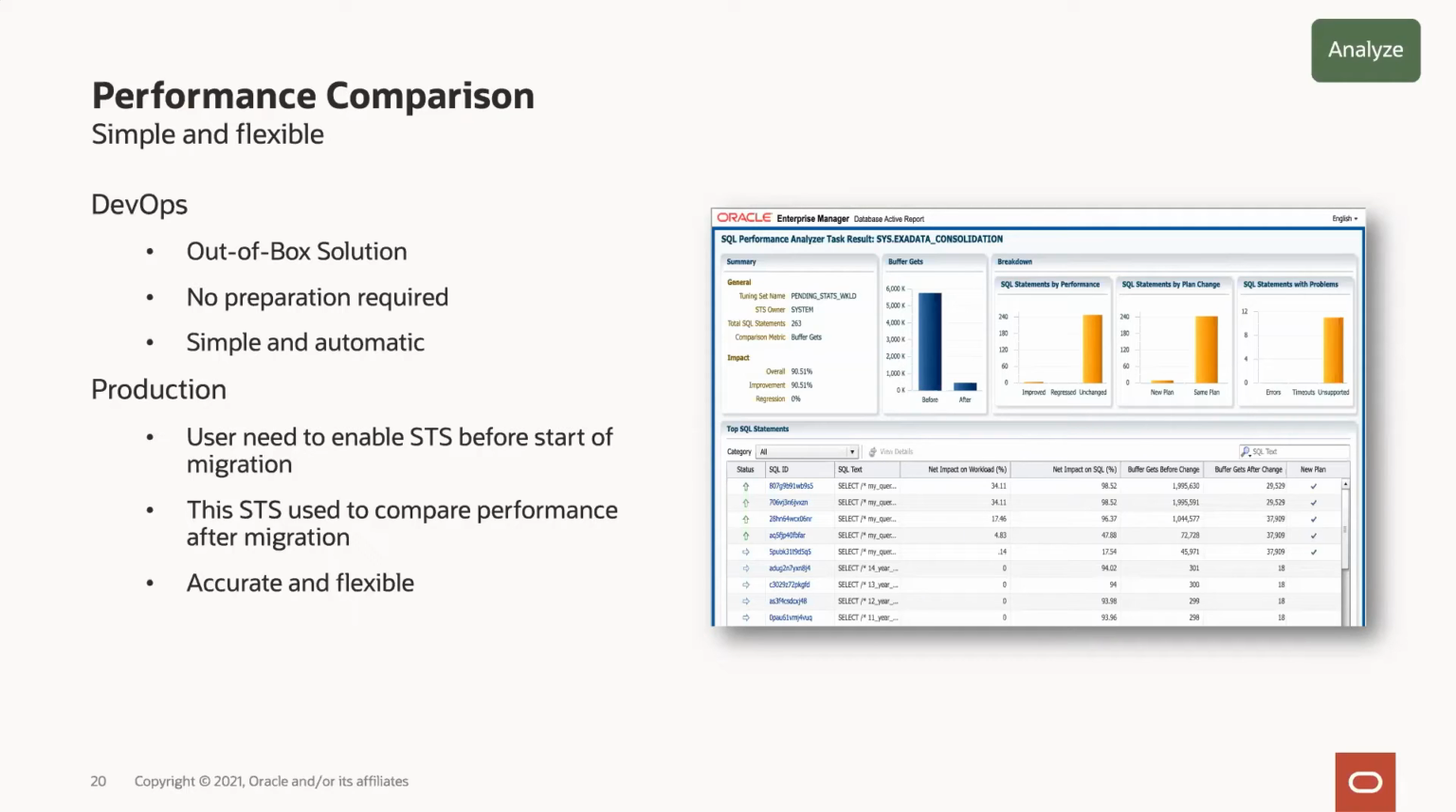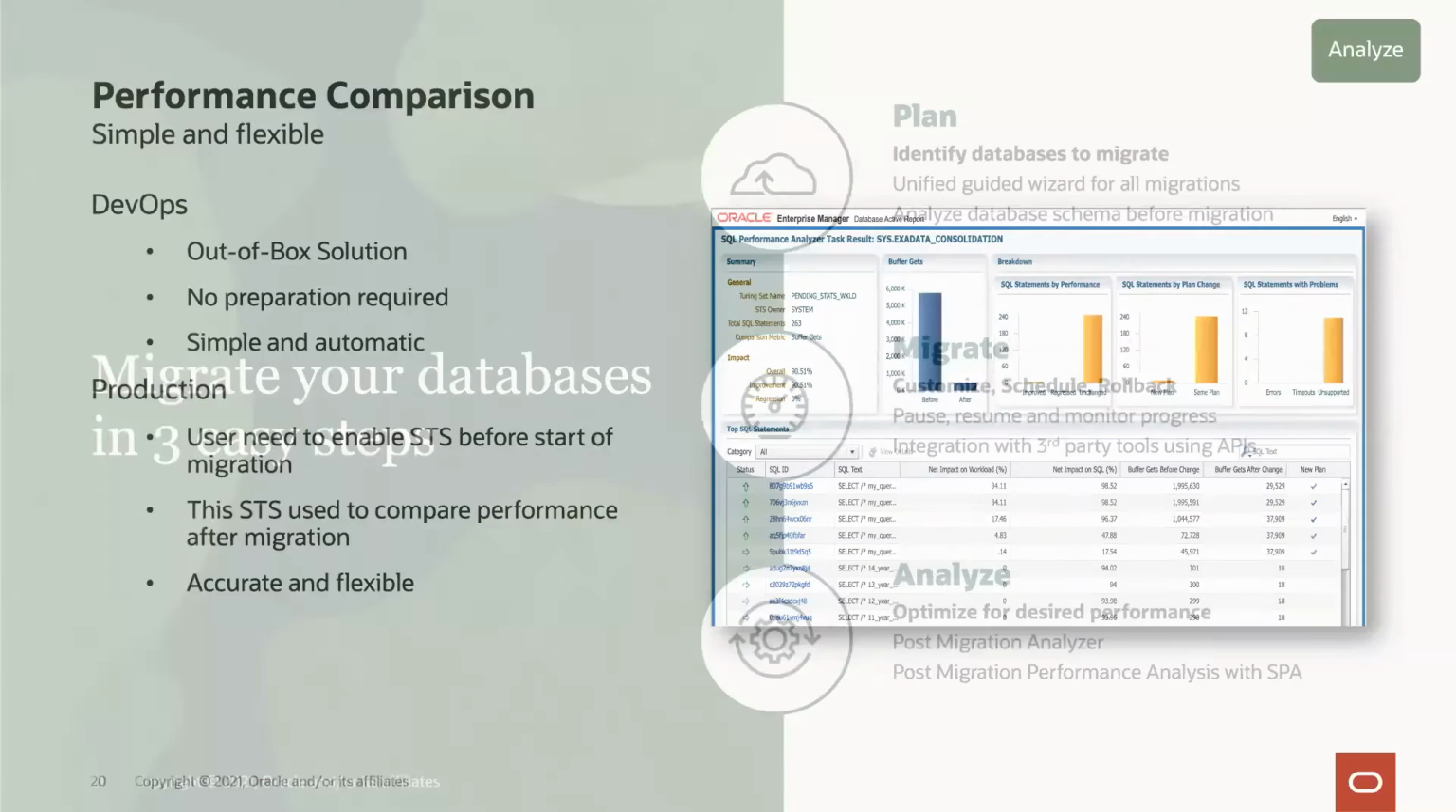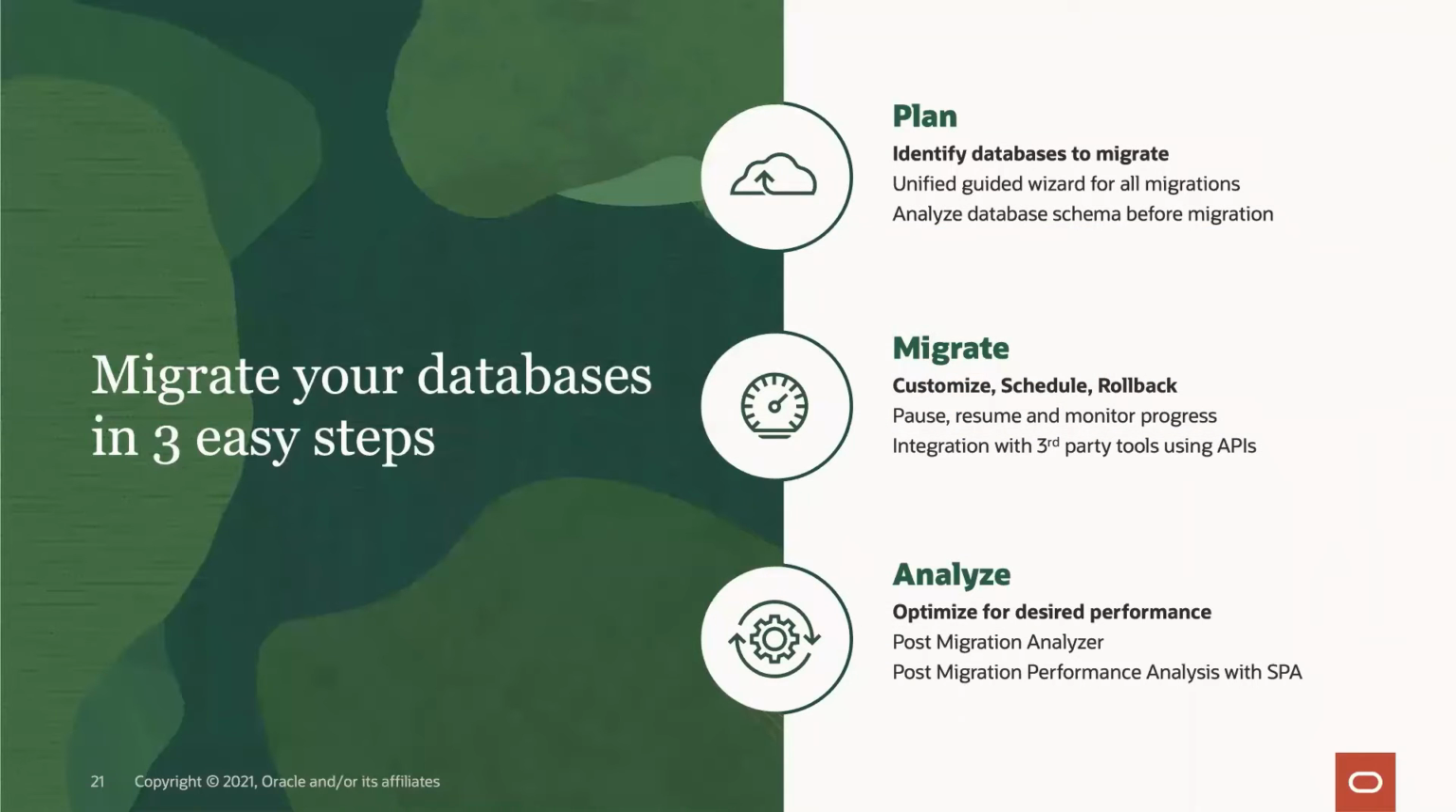So these are essentially the 3 steps to migrate your workload to a new destination. With Workbench, you plan the workloads to be migrated with a unified guided visit, migrate the workloads to the new destination, pause, resume, monitor the migration process, and finally do performance analysis to make sure migrated databases are performant. Now, let's look at two use cases to see how these three steps are applied for database migration. First one is migrating an on-premises database to cloud.